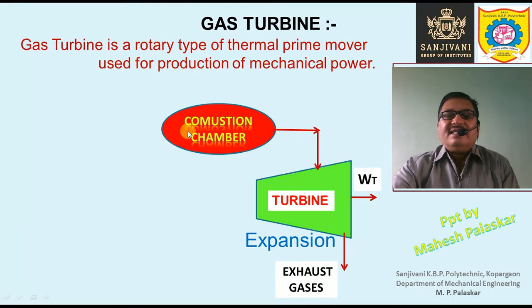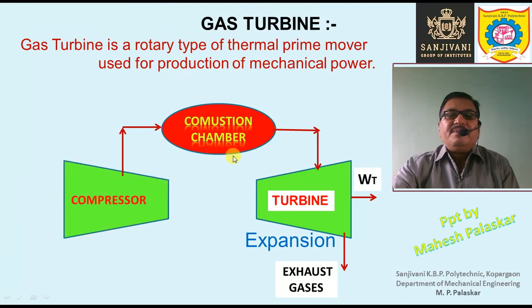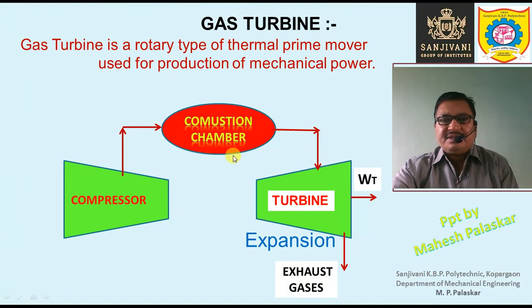So as we have seen, in the combustion chamber the temperature of the gases is increased tremendously, but at the same time before increasing the temperature we are also increasing the pressure of the air by using a compressor. So before combustion the air is compressed in the compressor, and after compression the air enters the combustion chamber, and from the combustion chamber the exhaust gases go to the turbine, they expand in the turbine and they produce the power.